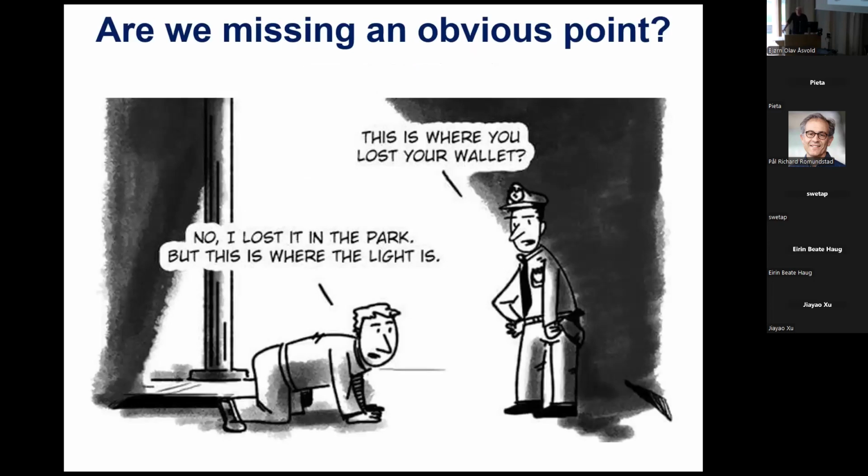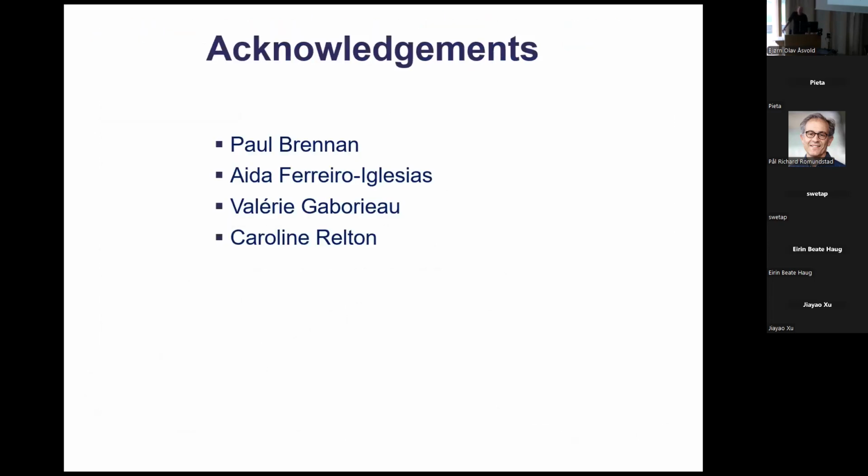I would like this. The policeman finds the drunk falling along and says, "Is this where you lost your wallet?" And he said, "No, I lost it at the park, but this is where the light is." Maybe UK Biobank is available, you can get papers out of it very easily. So you just crank the handle on UK Biobank, and maybe it's not going to crack the problem.